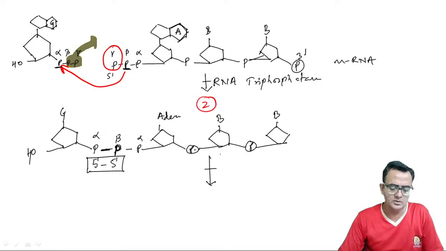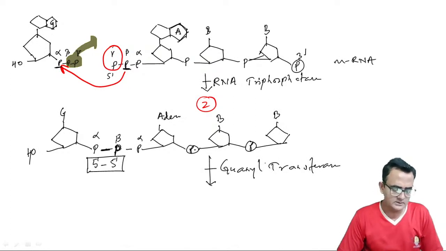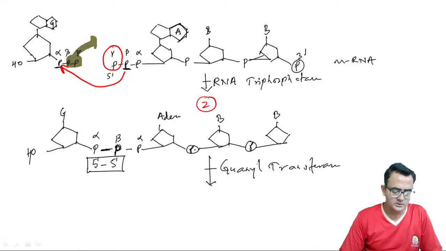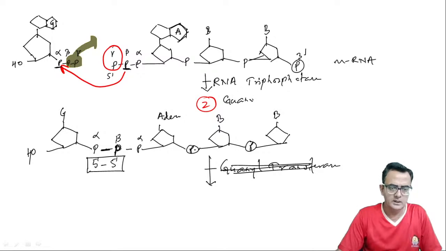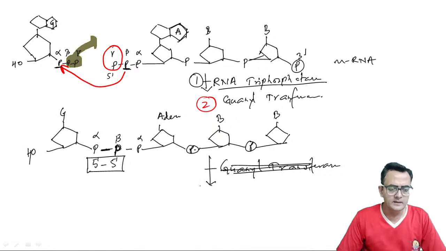After that, the third thing is carried out by another enzyme called guanyl transferase. So this guanyl transferase helps in this attack. Not here actually, this is wrong, because the bond has already been formed. First of all, the alpha phosphate has been removed by the RNA triphosphatase. This may be the first step, then the second step, and guanyl transferase will transfer the guanyl group at the 5' end of the primary transcript.